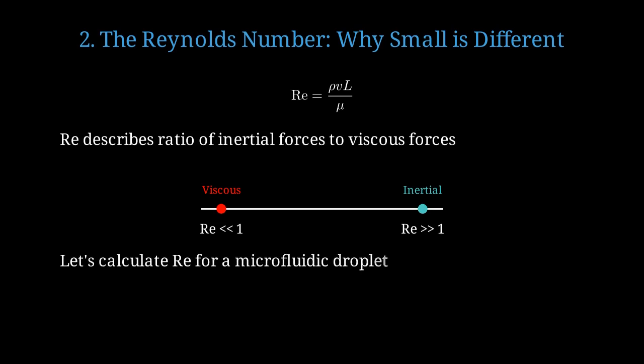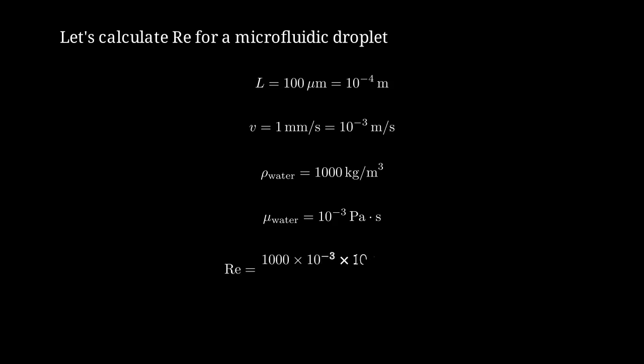Let's calculate the Reynolds number for a typical microfluidic droplet to see what regime we're working in. Let's say our characteristic length is 100 micrometers, or 10^-4 meters. A typical droplet velocity might be 1 millimeter per second, or 10^-3 meters per second. Water density is about 1,000 kilograms per cubic meter. Water viscosity is about 10^-3 Pascal seconds. Plugging in our values, Reynolds number equals 1,000 times 10^-3 times 10^-4, divided by 10^-3, which gives us 0.1.